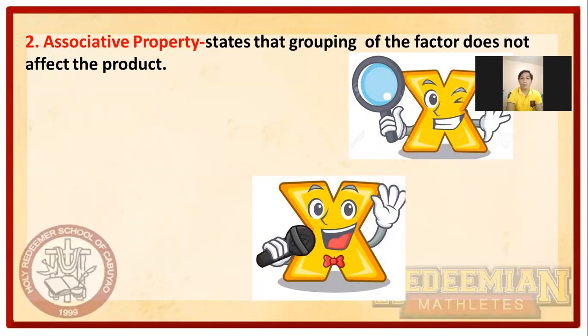And property number 2, the associative property of multiplication. When we say associative, it states that the grouping of the factors does not affect the product. Example number 1, 2 times 3 times 4 equals 2 times, open and close parenthesis, 3 times 4 equals 24. As you can see, in the given number sentence, the grouping is 2 times 3, while on the other side, the grouping is 3 times 4.